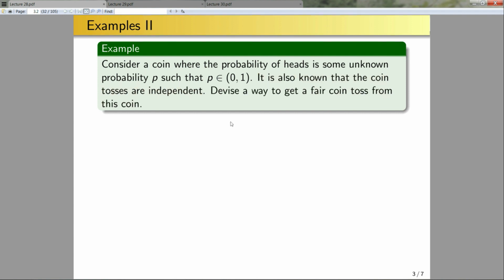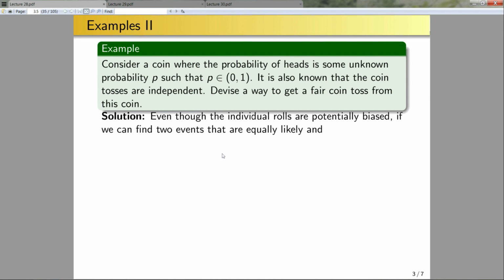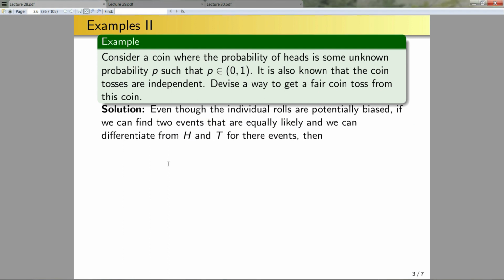Okay, we want to devise a way to get a fair toss from this coin. Okay, so the coin's not necessarily fair. How can I build a way to find a fair toss out of this unfair coin, or potentially unfair coin? Well, solution. Even though the individual rolls are potentially biased, if, and as of now it is an if, we can find two events that are equally likely, and if we can differentiate between heads and tails for these events, then we can generate a fair toss. So before I get into the details of how we can actually generate this fair toss, let's find two such events that are equally likely and allow me to differentiate between heads and tails.